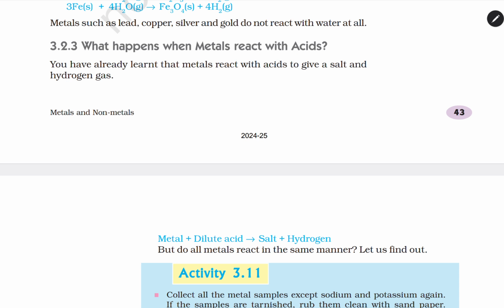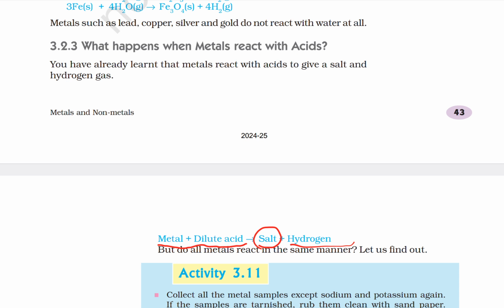Next, we test how the metals are going to react with acids. In general, metals react with acids to form salt and hydrogen gas. So you can observe here, whenever metals react with acids, they form salt and hydrogen gas. The reaction depends upon the metal's position in the reactivity series, similar to the water reaction and the oxygen or air reaction.